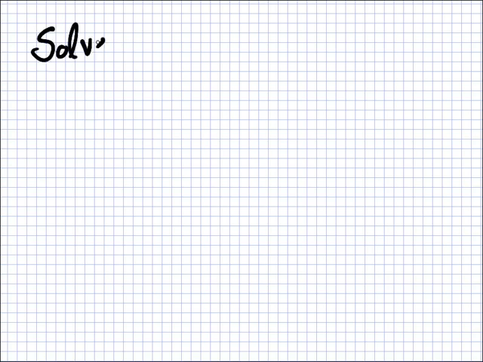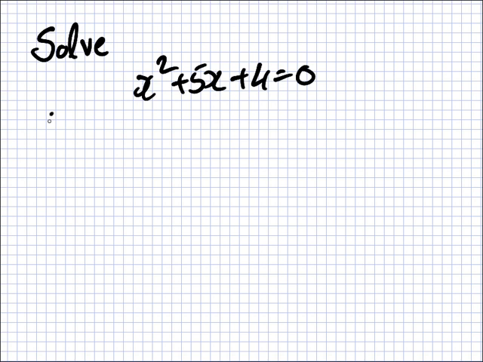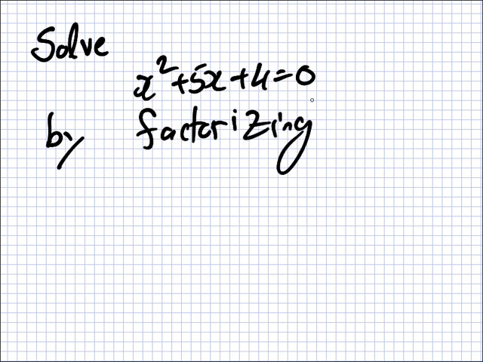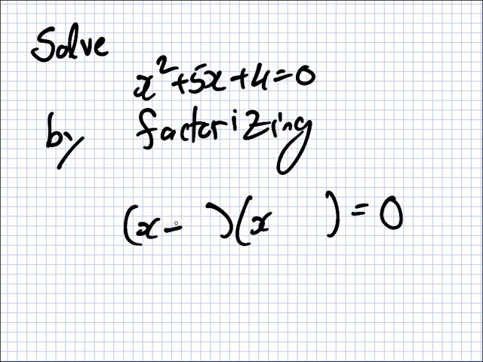Solve, let's say, x squared plus 5x plus 4 equals 0 by factorizing. So we saw how to factorize last week. So what we do is we try and find the two factors here. Can we see what they are? 4 and 1. Yeah? Now, how do we solve?